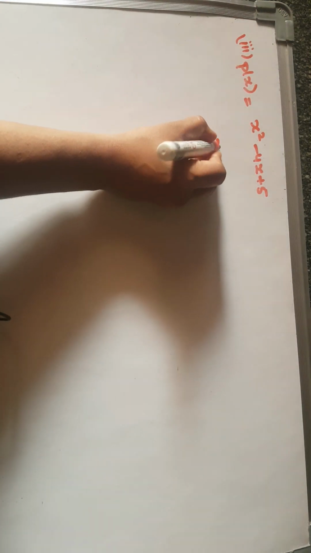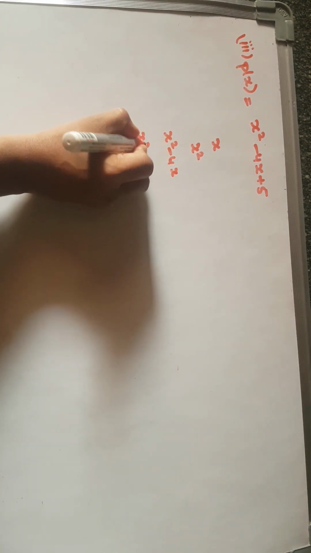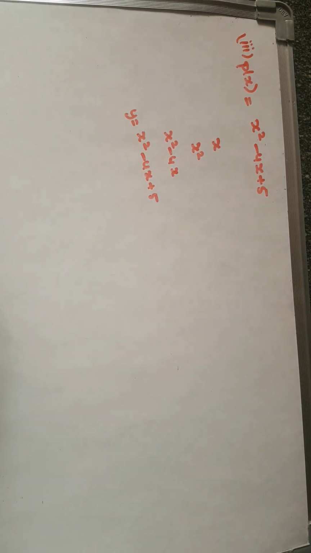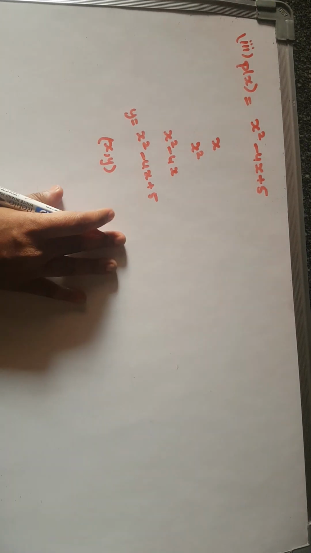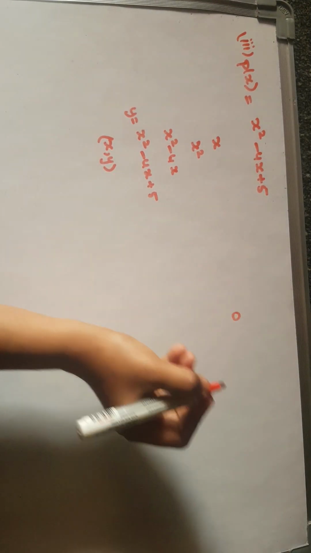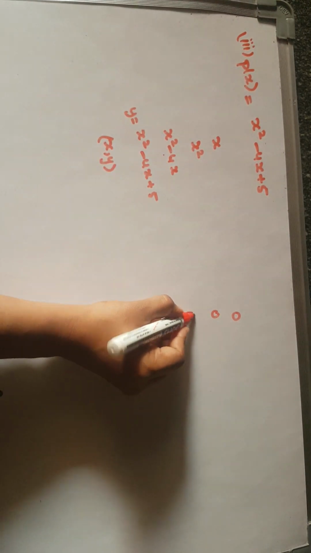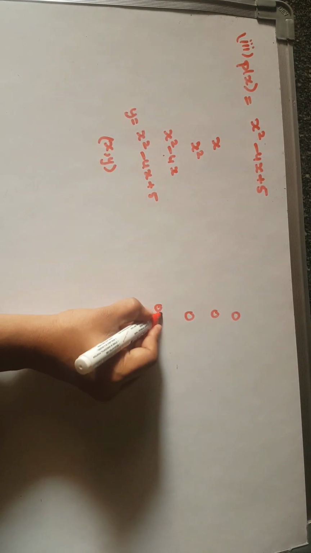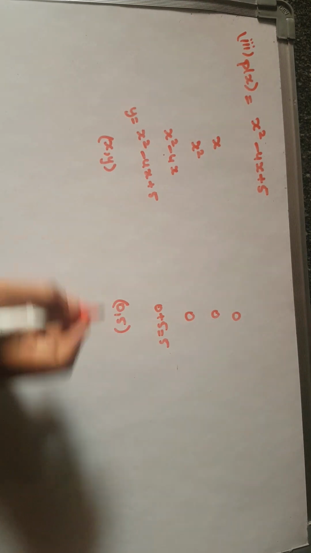x square minus 4x plus 5 means we have to take x values, then x square minus 4x, then x square minus 4x plus 5. y equals x square minus 4x plus 5. Then put the values of x and y here. So what is the value of x? Take 0, start with 0. 0 square is 0, minus 4 into 0 is also 0. When you take 0 plus 5, this value becomes 5. When you take 0, the value is becoming 5.